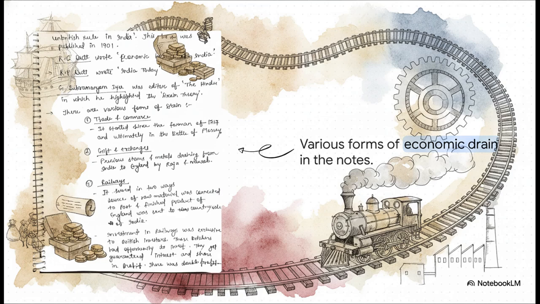Digging into the handwritten notes, you can see the sheer variety of forms this economic drain actually took. I mean, it wasn't just people carrying literal bags of gold onto ships. The notes trace these systemic trade practices all the way back to the 1717 Firman and the Battle of Plassey. It included gifts and exchanges where precious stones were drained by Rajas and Nawabs. And crucially, it involved massive infrastructure projects, most notably the railways.